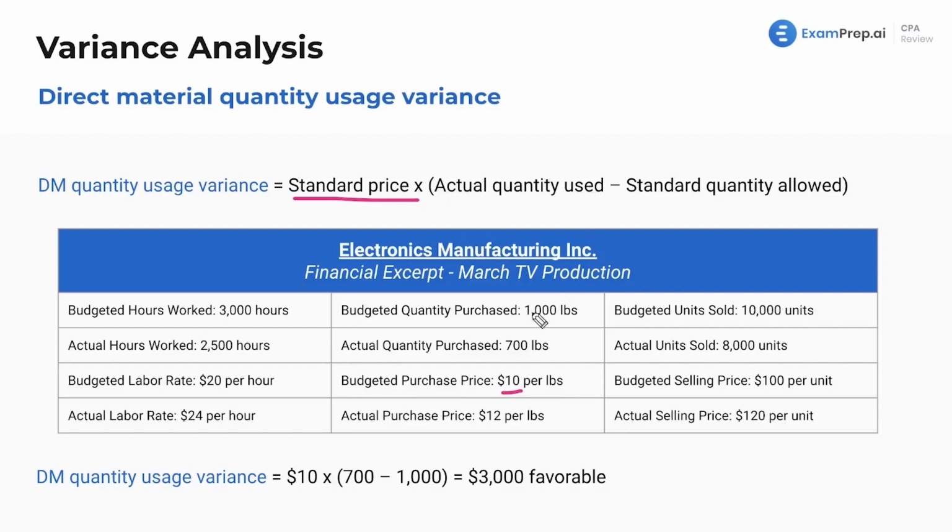Actual quantity used. Well, how much did we actually use? Okay, 700. And then standard allowed is 1,000. You see here, again, this technically is a negative number because it's 700 minus 1,000 and then times 10. Well, it doesn't matter. I'm putting these as positives. It's favorable. Use your brain. I'm sure you've got a great one. And think about it. If we actually used less than what is budgeted, that's good. Very good. Congratulations. That would be favorable. Awesome, awesome, awesome. We're on a roll.